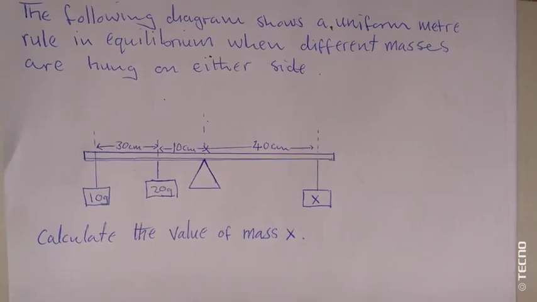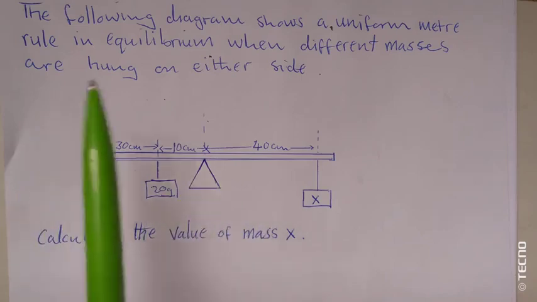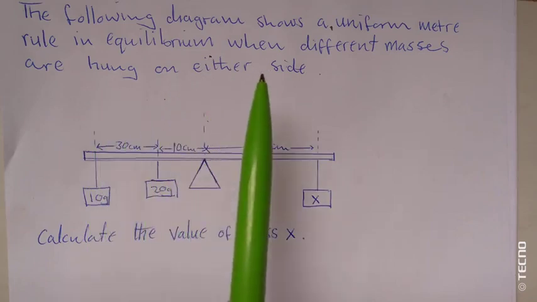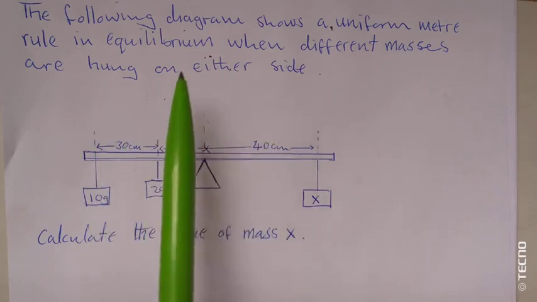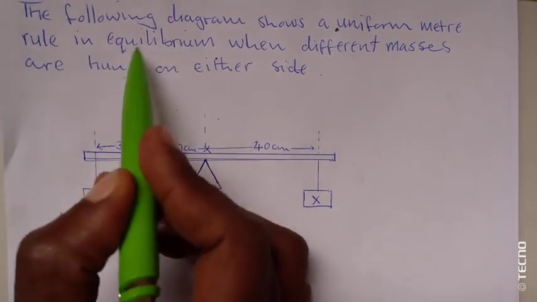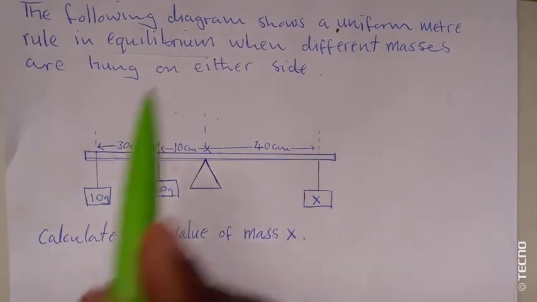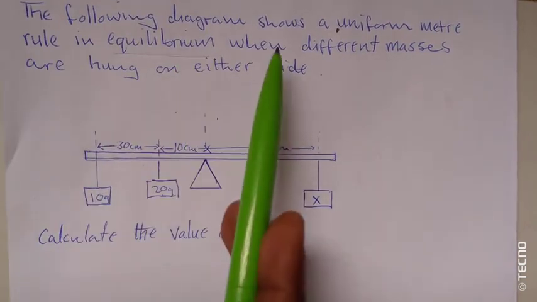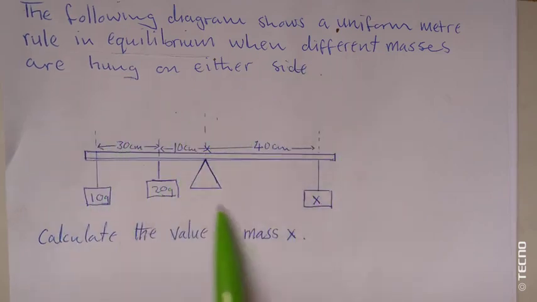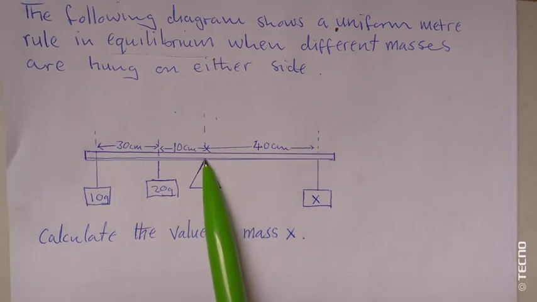Good day. I just want to revise with you this question, which is on moment. The question is: the following diagram shows a uniform meter rule in equilibrium. This word equilibrium means that it is stable, it is being balanced, when different masses are hung on either side. This is the diagram and this is the pivot.